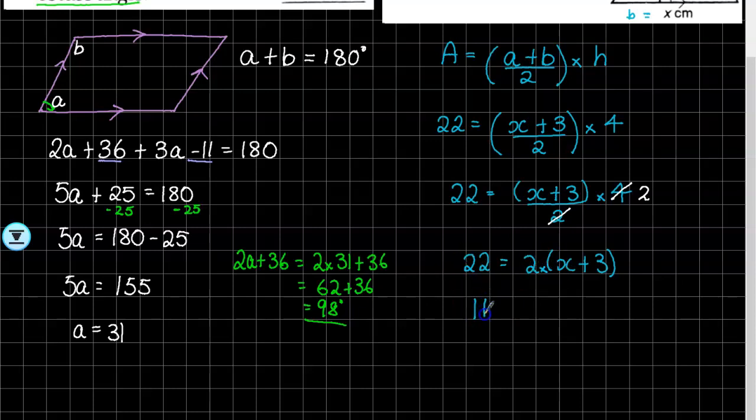So 22 divided by 2 is 11 equals x plus 3. Therefore, x must be 8. 8 plus 3 is 11, or 11 take 3 is 8. And that's all we had to do, was find x.